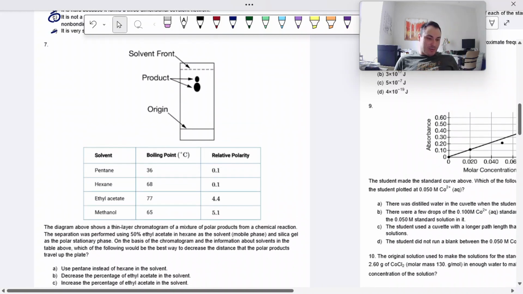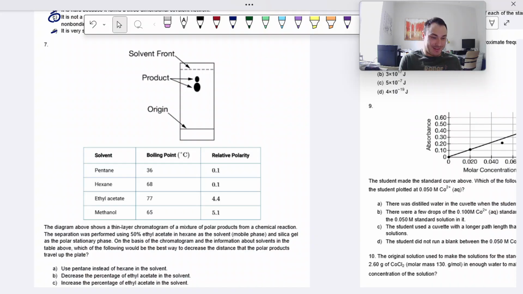7. The diagram above shows a thin layer chromatogram of a mixture of polar products from a chemical reaction. So we're doing chromatography here. That was a big word. I'm just going to ignore that word. The separation was performed using 50% ethyl acetate in hexane as the solvent. So the solvent is ethyl acetate and hexane together.